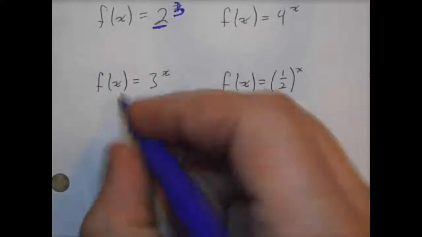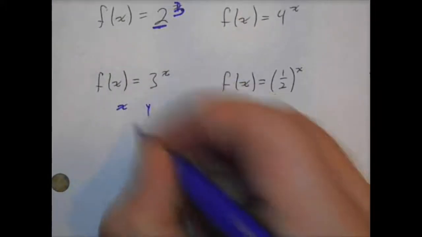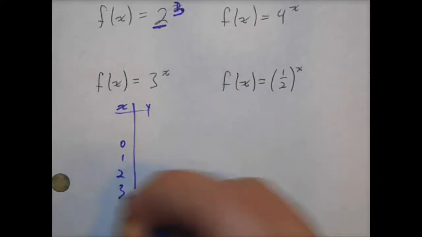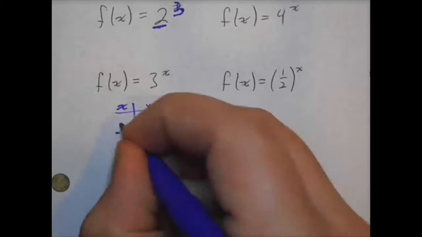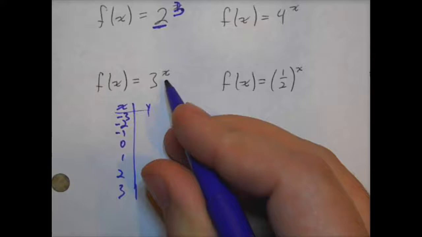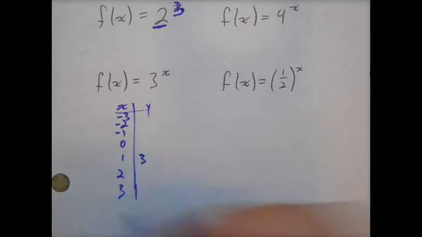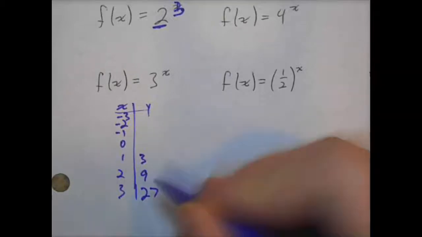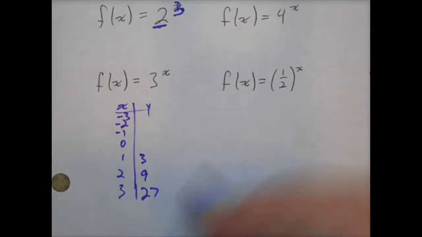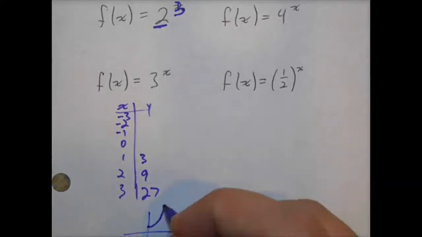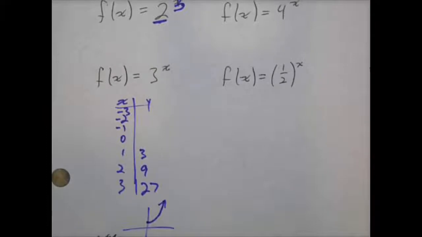Looking further, say we make a chart for this, an x and y chart. Say I want to plug in 0, 1, 2, 3, and so on and so forth, and I want to look in the negative direction too, to see what will happen. So 3 to the first is just 3. 3 squared is 9. 3 to the third is 27. So notice, as these numbers go up, they're getting bigger and bigger. If I were to put this on a graph, it would keep going up exponentially.